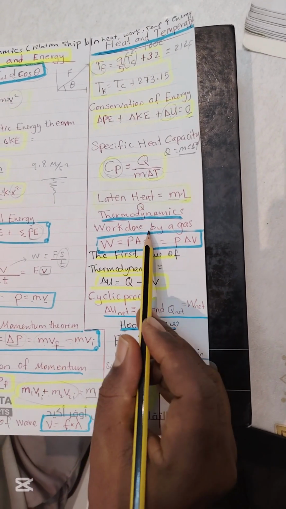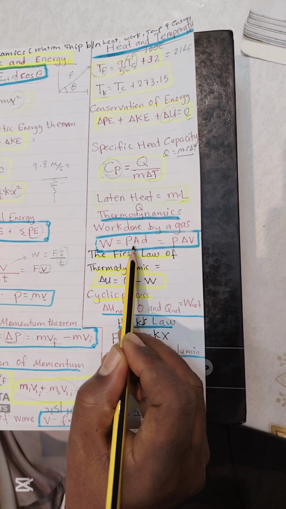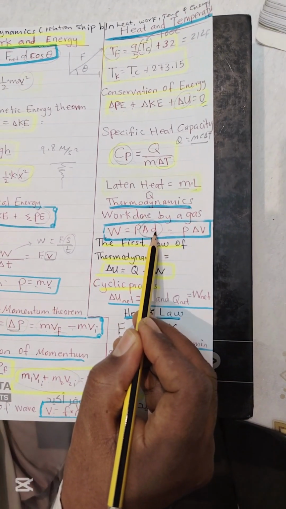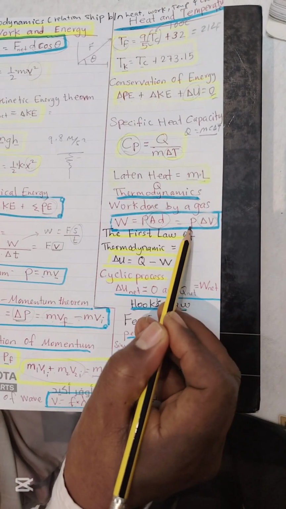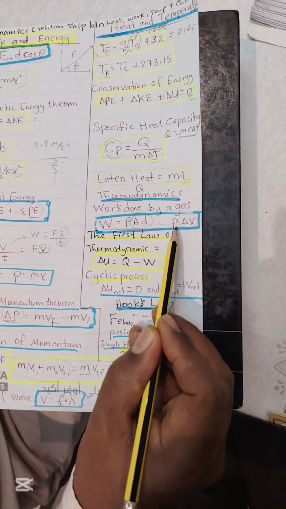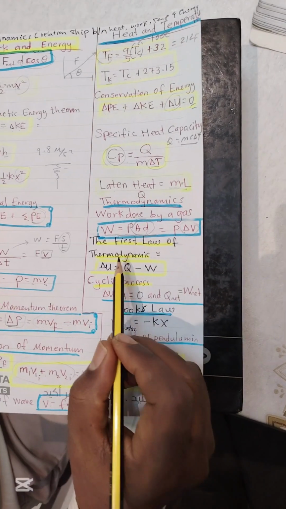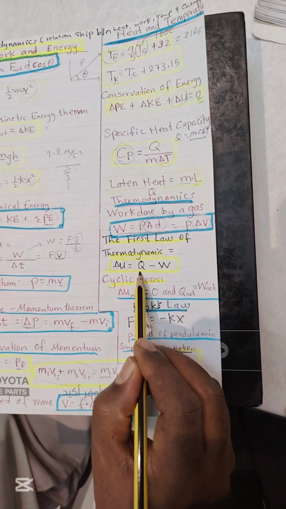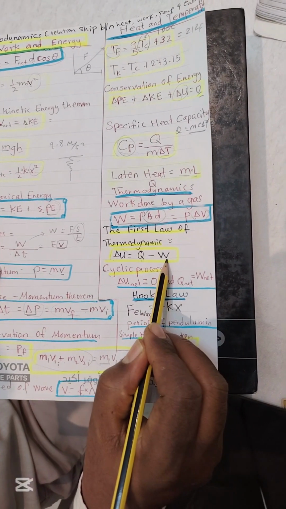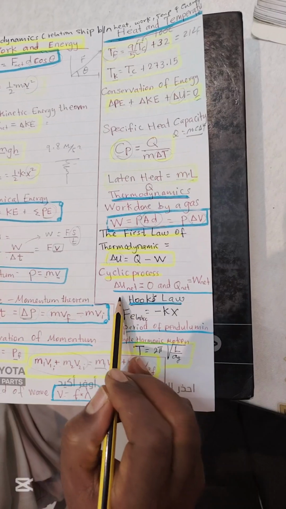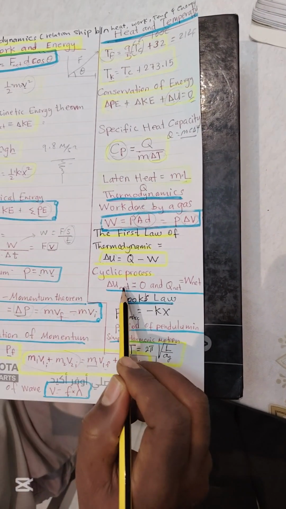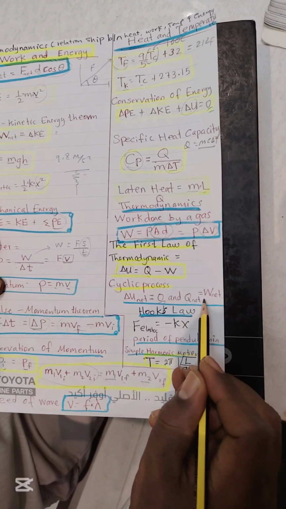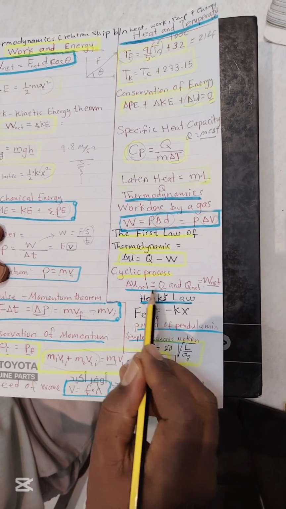Thermodynamics in general: work done by a gas is equal to pressure times area times distance, and area times distance is equal to change in volume. So we can rewrite this formula as pressure times change in volume. The first law of thermodynamics states that change in internal energy is equal to the difference between heat quantity and work done. In a cyclic process, the net change in internal energy is equal to 0, and the net heat is equal to the work done, because the internal energy change is 0.